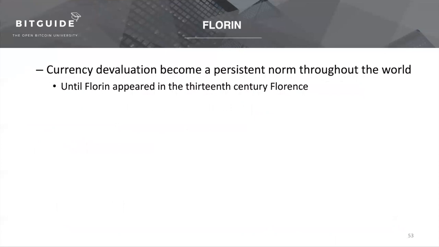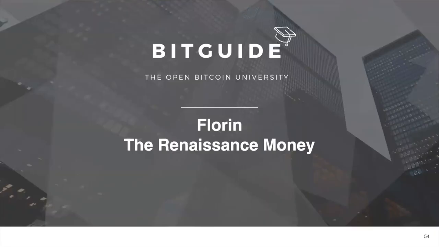As you can see from these two examples, over time, currency devaluation became a persistent norm throughout the world. Once governments discovered this monetary superpower, they used it to the end until the coin got completely destroyed and then started over with something new, which they can debase over and over again. And this continued until the florin appeared, which was a coin in the 13th century. The florin is also known as the Renaissance money, the money that supported the social and economic movement in the Renaissance era.